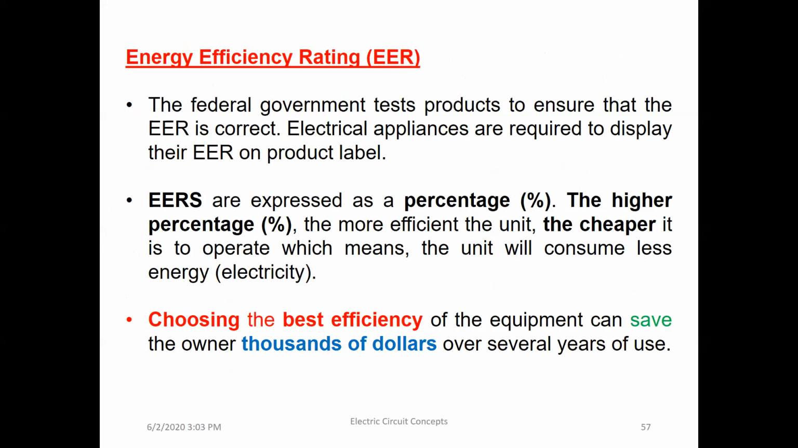Something here they call the energy efficiency rating. The federal government tests products to ensure that the EER, the energy efficiency rating, is correct. Electrical appliances are required to display their EER on the product. Appliances means all the equipment that we use in our home, like the refrigerator, the dryer, the washer, the dishwasher, and so on.